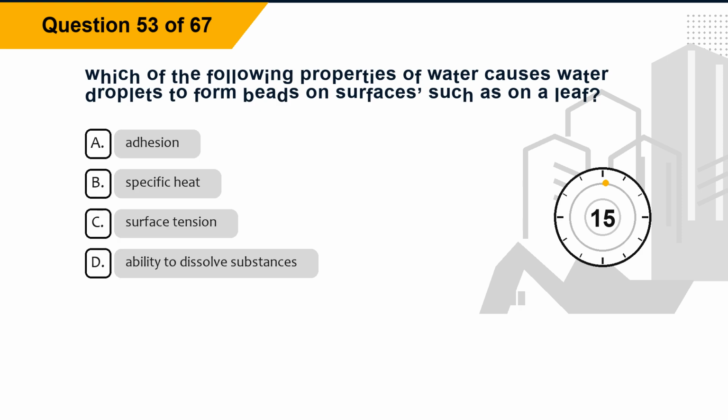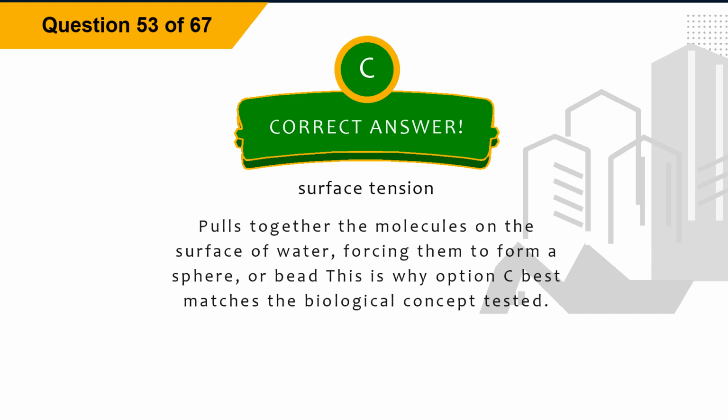Question 53. Which of the following properties of water causes water droplets to form beads on surfaces, such as on a leaf? Option A, adhesion. Option B, specific heat. Option C, surface tension. Option D, ability to dissolve substances. The correct answer is option C, surface tension. Explanation. Surface tension pulls together the molecules on the surface of water, forcing them to form a sphere, or bead. This is why option C best matches the biological concept tested.